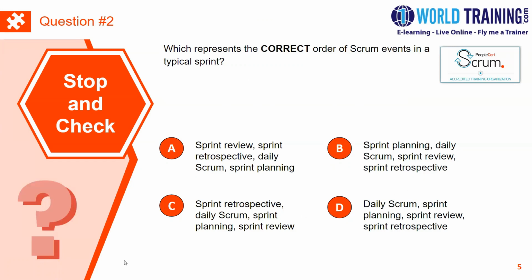The answer for this is option B because a sprint starts with the sprint planning meeting, and then there is a daily scrum, and then there's a sprint review, and it ends with the sprint retrospective. So option B is the correct option for the order of the Scrum events which happen in a typical sprint. Sprint planning, daily Scrum, sprint review, and sprint retrospective is the right answer.